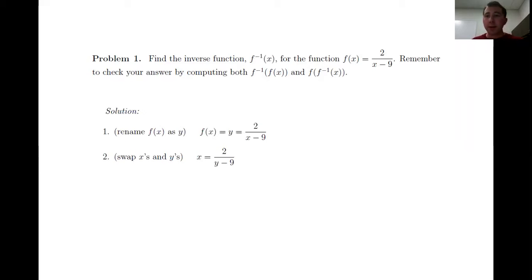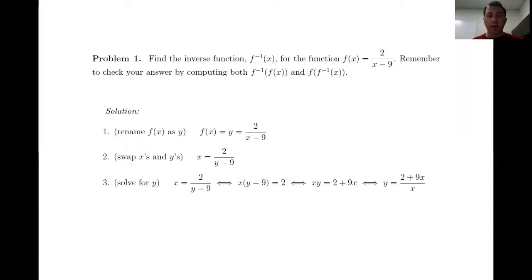Step 2, anywhere you see an x, write a y, and anywhere you see a y, you need to write an x. So if we have y equals 2 over x minus 9, then when we swap the x's and the y's, we're going to get x equals 2 over y minus 9.